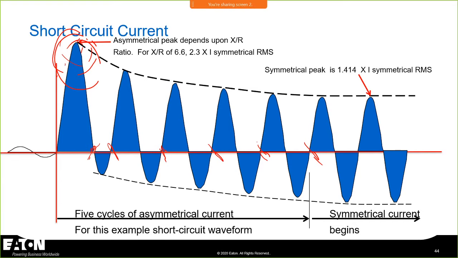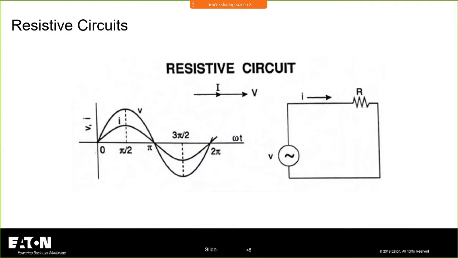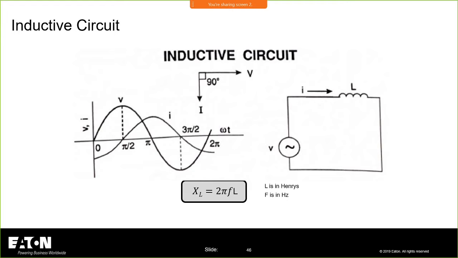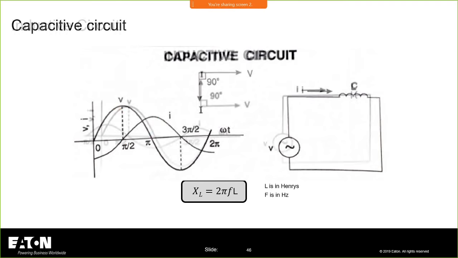And that offset is going to be dependent upon the X to R ratio, right? And we test breakers at a 6.6 X to R ratio. That establishes the power factor of that equipment. This is a purely resistive circuit. Your current and your voltage are in sync with each other. They both cross zero and they both peak at the same time. In a highly inductive circuit, the voltage peaks when the current is zero, and the current peaks just about when the voltage is pretty close to zero.